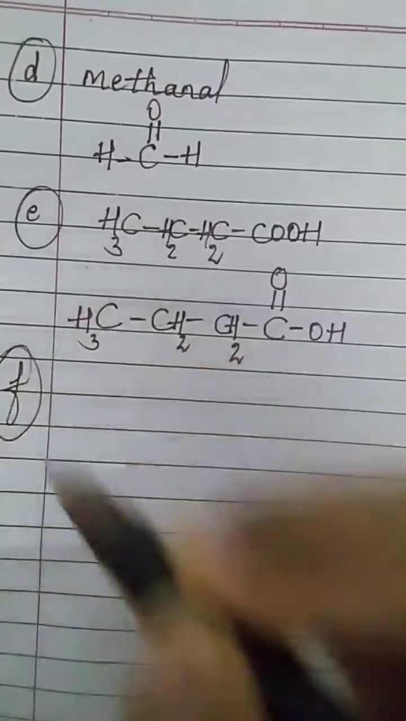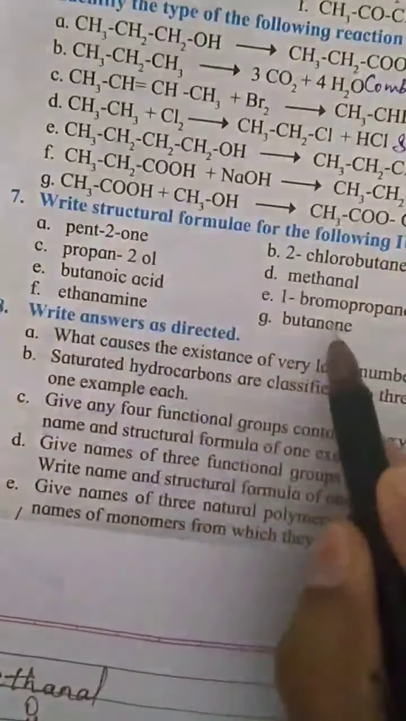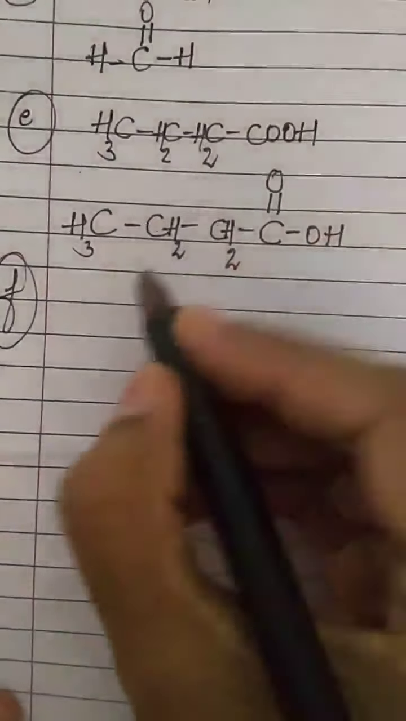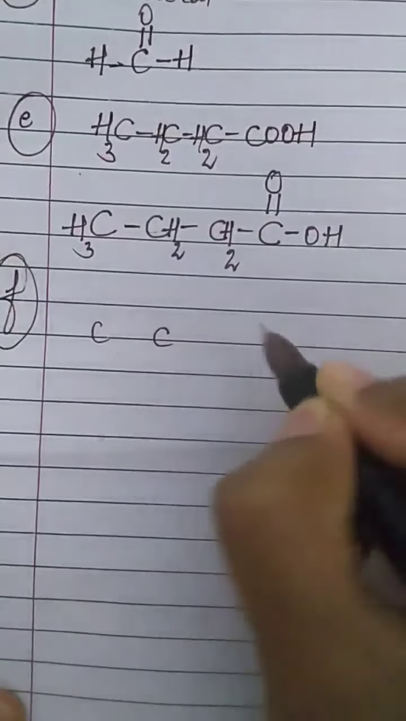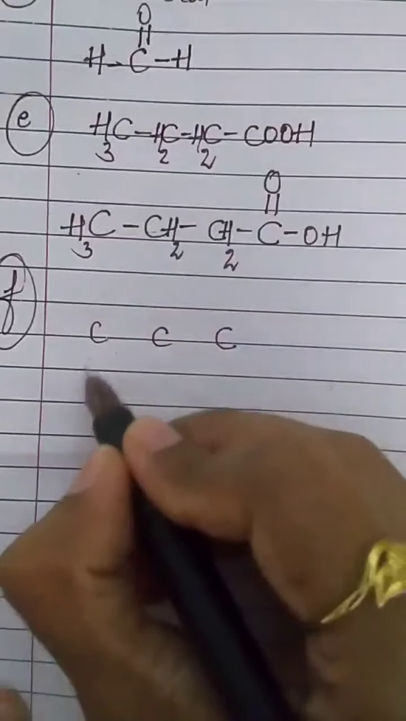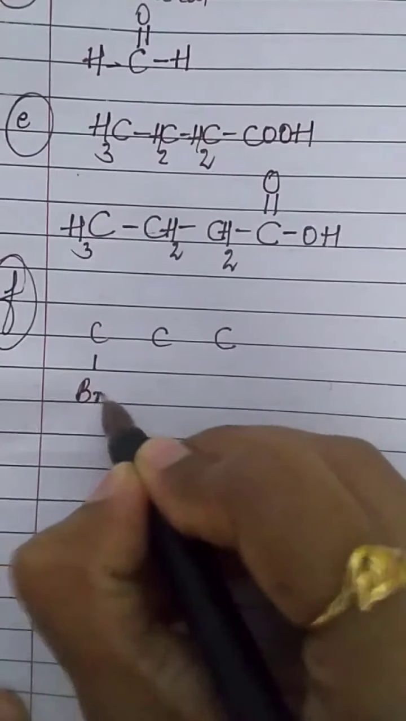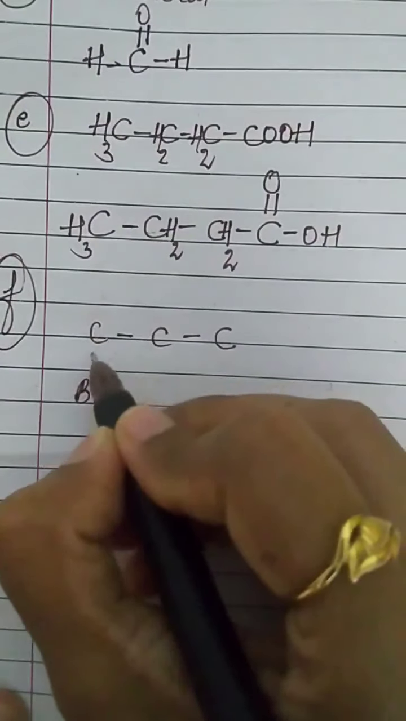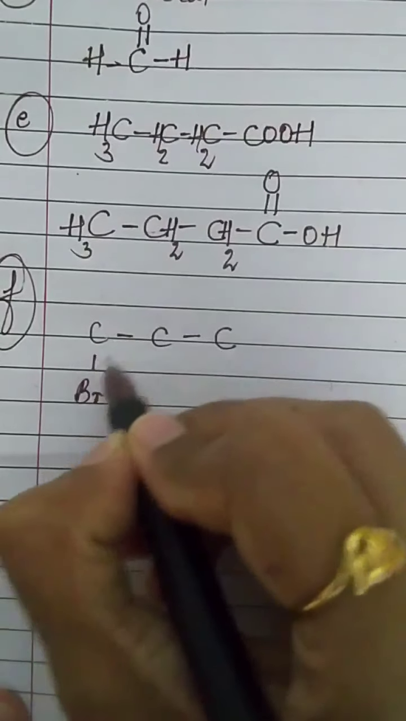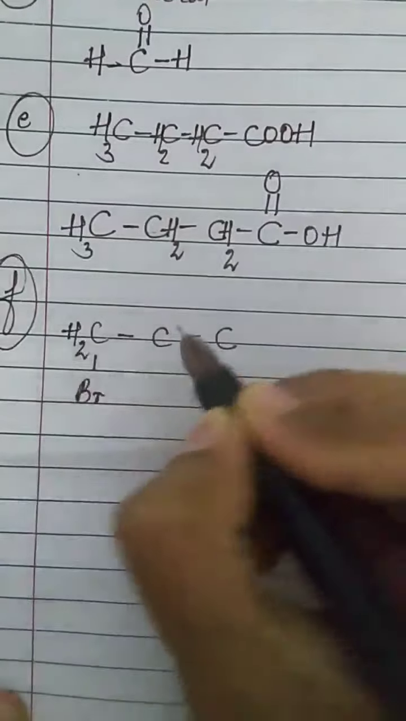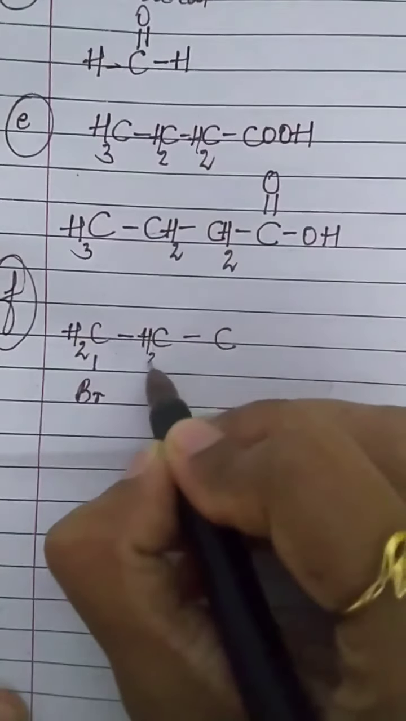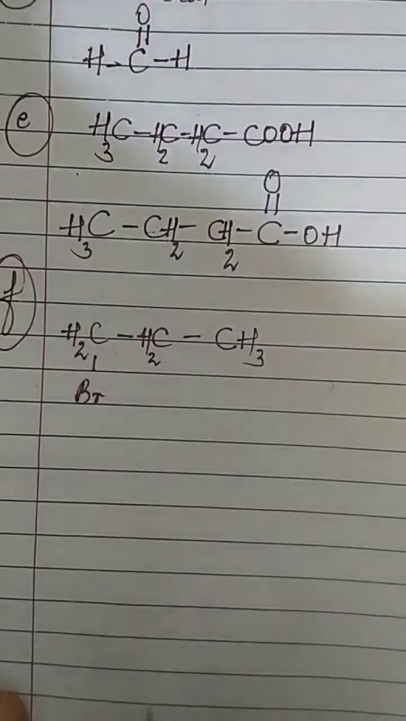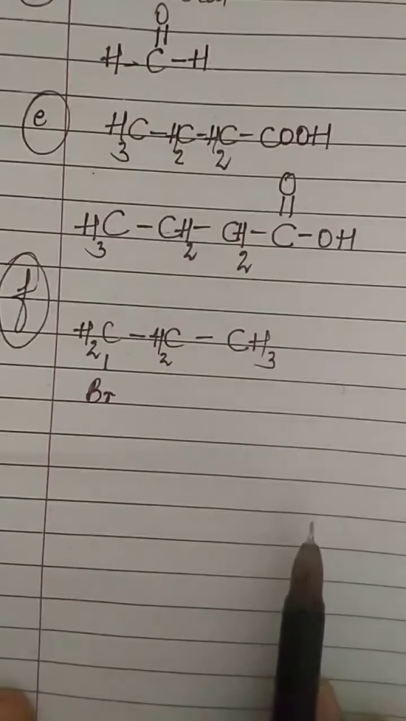Go for question number F. 1-bromopropane. Propane: methane, ethane, propane. 1-bromo, to the first carbon we will attach Br. Satisfy the remaining valency. This carbon 1, 2 done, so CH2. This carbon 1, 2, 3, 4. 1 and 3. So CH2Br, CH2, CH3.